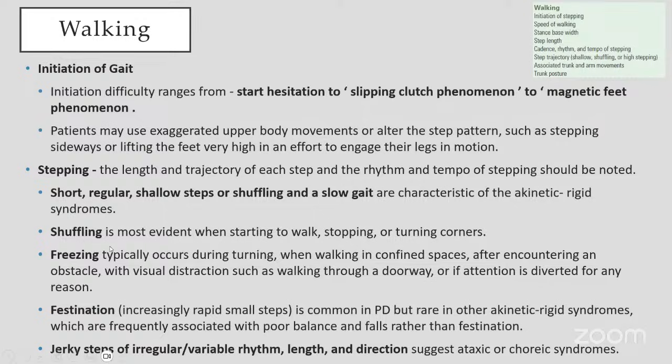So stepping, the length and the trajectory of each step and the rhythm and tempo of the stepping should be noted. Short, regular, shallow steps or shuffling and a slow gait are characteristics of akinetic rigid syndrome. Shuffling is most evident when they are starting to walk, stopping or turning the corners. Freezing typically occurs during the turns, when walking in confined spaces, after encountering an obstacle with visual distraction, such as walking through a doorway, or if attention is diverted for any reason, we may have the freezing.